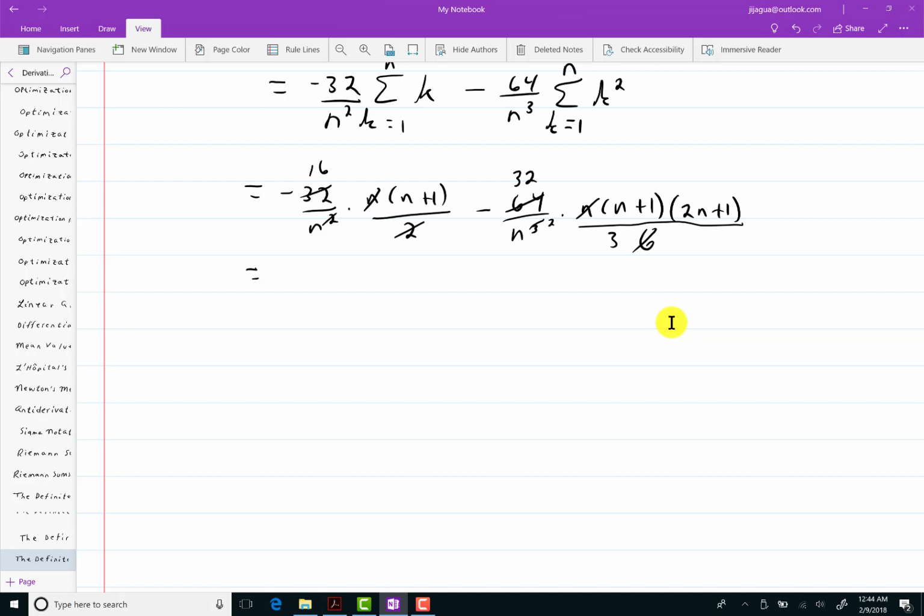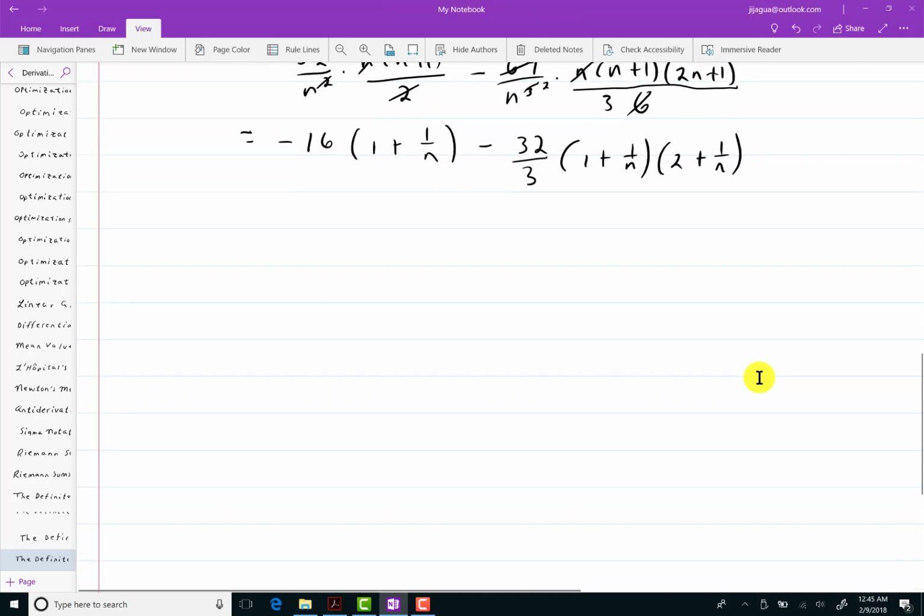So we have negative 16. You remember the thing that I do? I sneak the n under the n plus 1, and I end up with 1 plus 1 over n. And then I have minus 32 over 3. And then I do the same kind of thing. The n squared: I'll have one n go under the n plus 1 to make a 1 plus 1 over n, and then I'll have the other n go under the 2n plus 1 to make a 2 plus 1 over n.